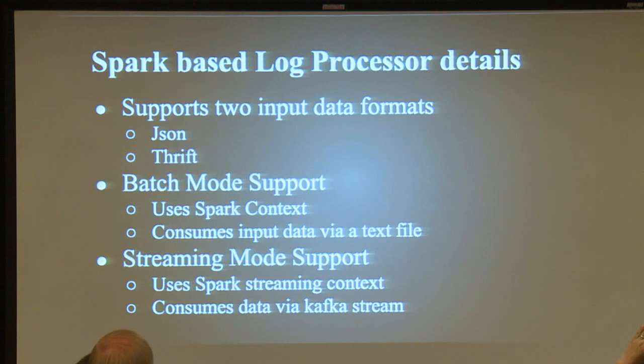Before that, I'll add some more details about the Spark-based application. So our Spark log processor can process two types of data, JSON and Thrift, and it runs in two modes, which is batch and streaming. Streaming is the mode that we have running 24/7, and we have continuous data coming in, which we process, calculate metrics, and write to our HDFS. For this, we use the Spark streaming context. And we also have batch mode, which we use on a need basis, where we have the input data in a text format, which we push into the log processor and write the data to HDFS.